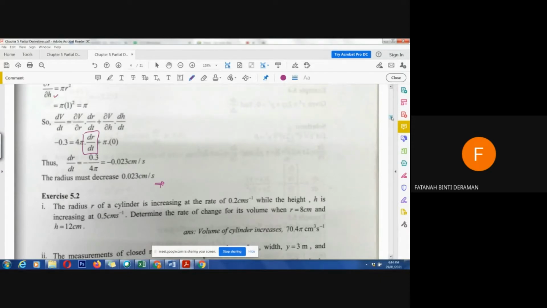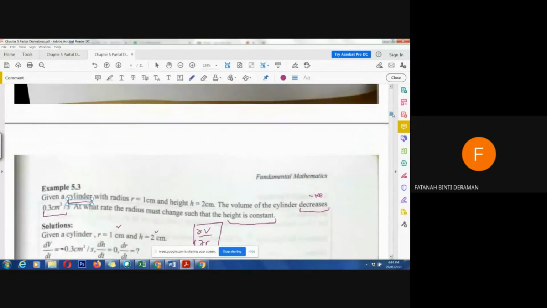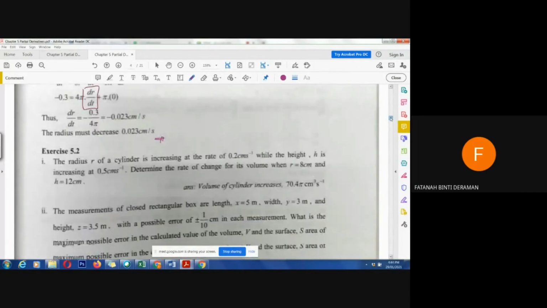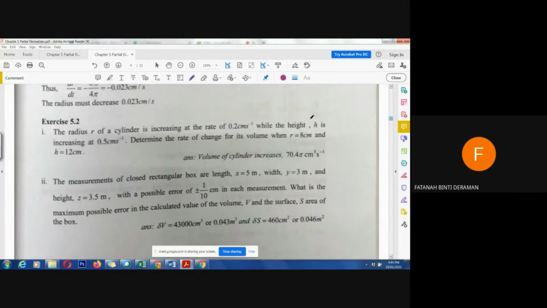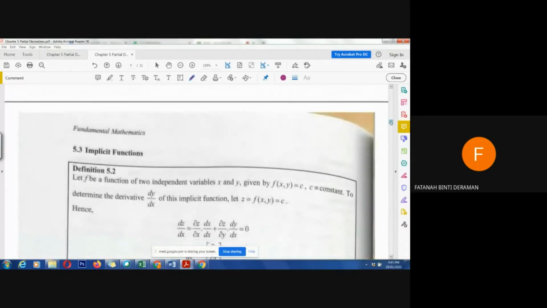Okay. Here you need to understand the problem, find out the information, and then try to solve it. We also need to find the keywords: cylinder, increasing or decreasing. Increasing is positive. Okay. Right, so you can try here. If you have problems, just ask me.